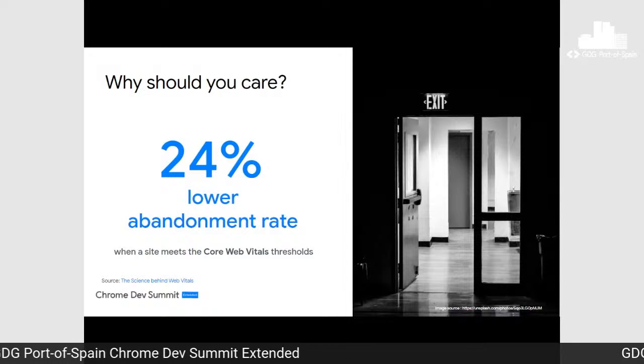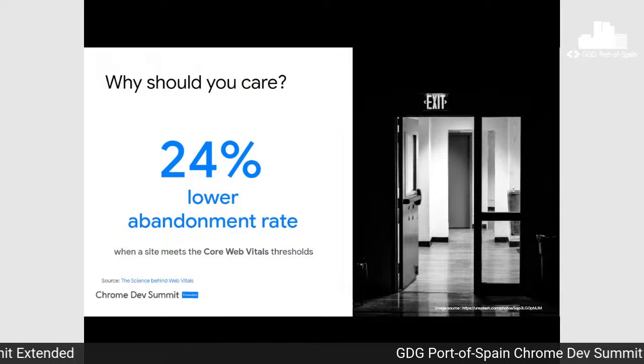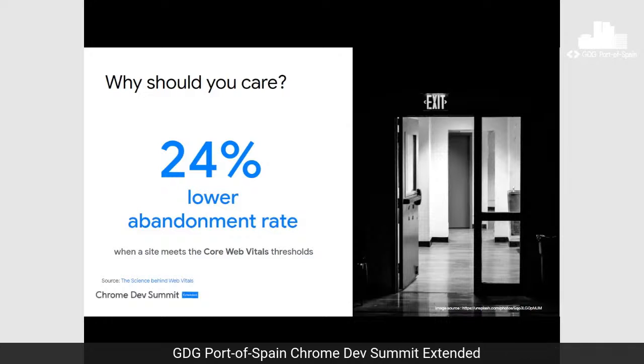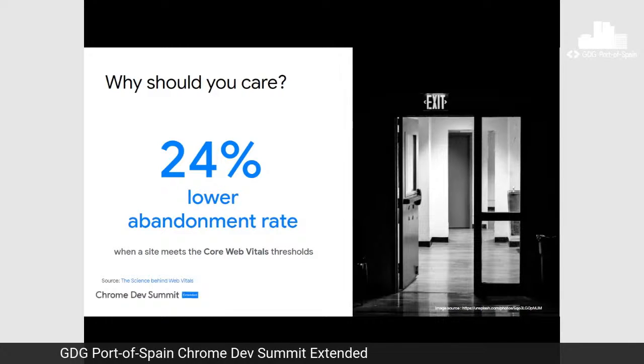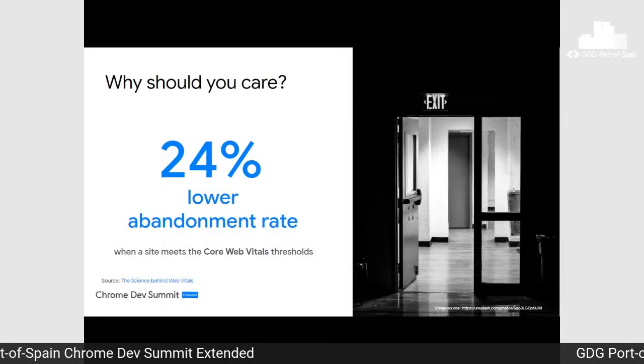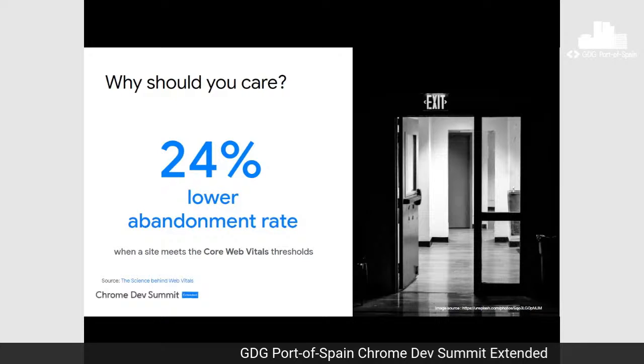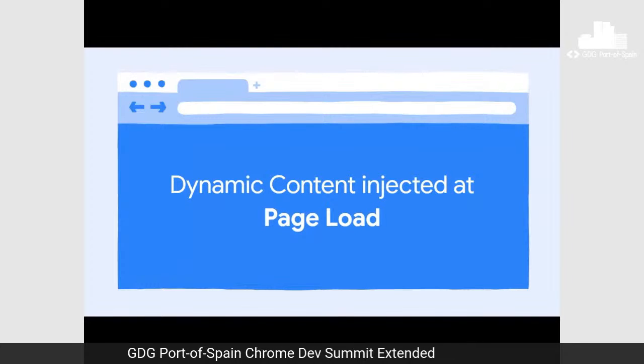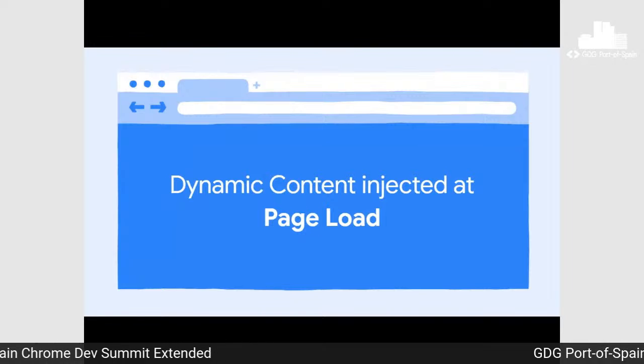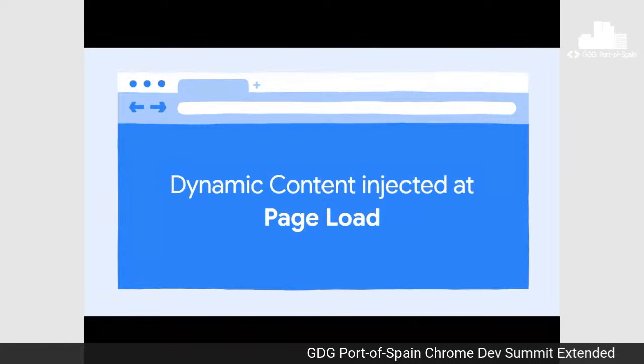So after research of millions of pages using projects such as the Chrome User Experience Report, the team have found that if a site meets these core web vitals, users are 24% less likely to abandon that page. So let's talk about the different patterns that we see and how they can be handled to deliver a good experience.